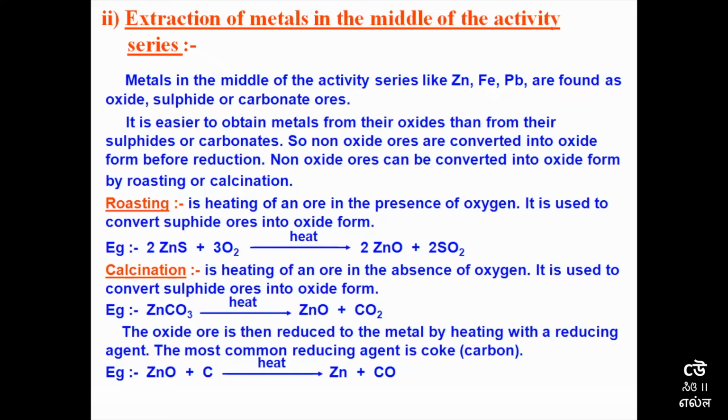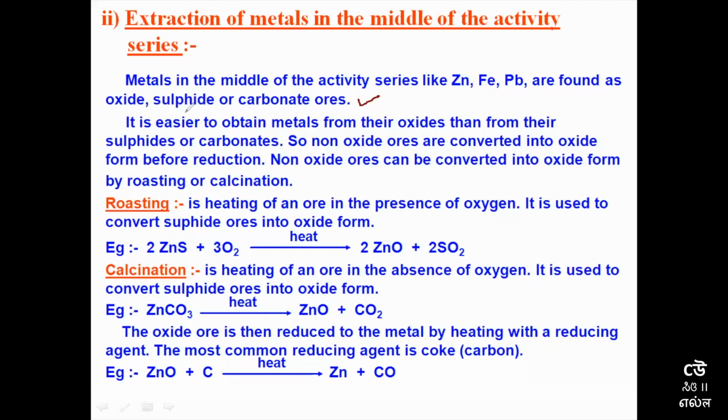So we will say that metals in the middle of the activity series like zinc, iron, lead are found as oxide, sulfide or carbonate ore. It's easier to obtain metal from their oxides, because then we simply have to heat it. But it would be a tough thing if we are getting a sulfide ore or a carbonate ore, because then this whole thing would involve two more steps in order to extract that particular metal.